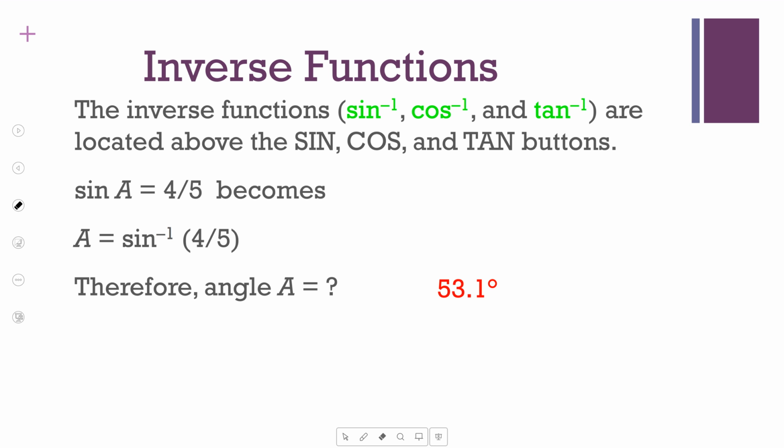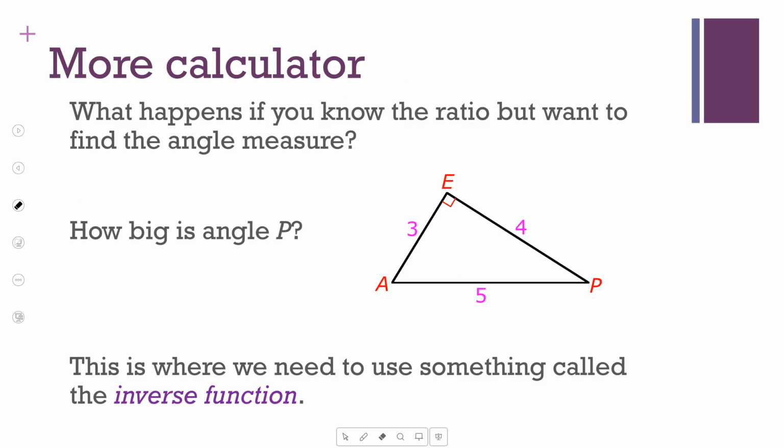If that's 53.1 degrees, how big is angle P? It won't be an exact answer. It'd be 36.9. Correct, because E plus A plus P have to add up to 180 degrees. Could we have used an inverse function to solve that? Yes, we could have, but we're working smarter.